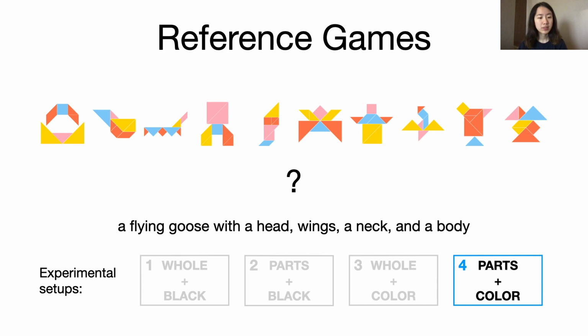Lastly, for the fourth experimental setup, we add in all the information from our dataset. The tangrams are colored with a fixed order of colors based on the segmentation, and each color corresponds to a part name position in the description. For example, the orange part in the image always corresponds to the first part name in the description, and so on.